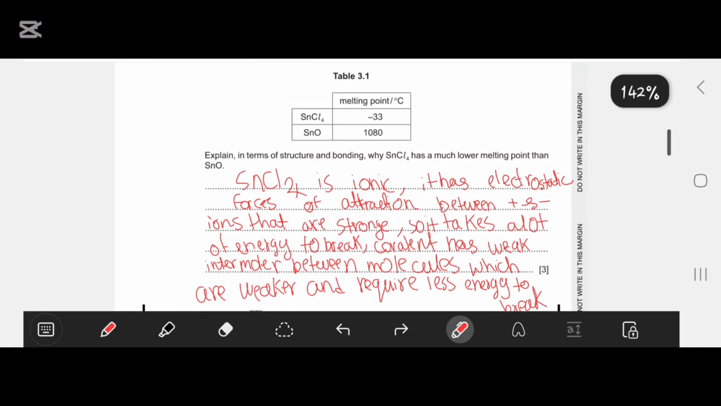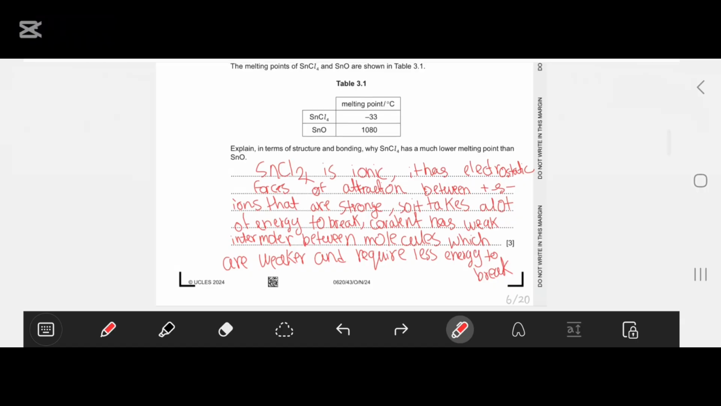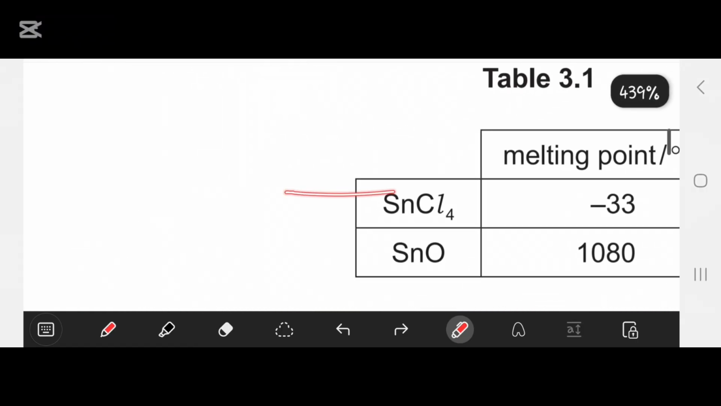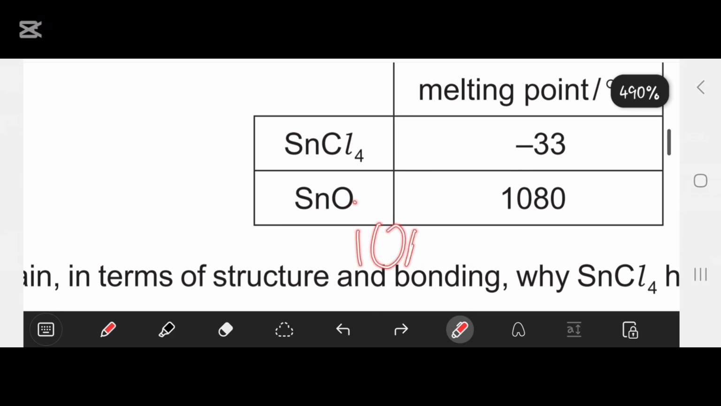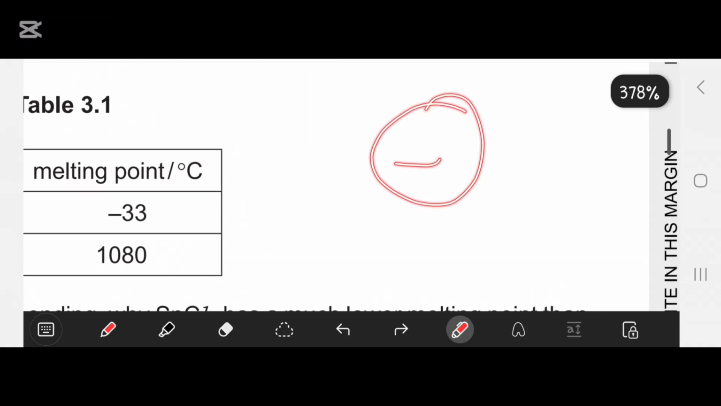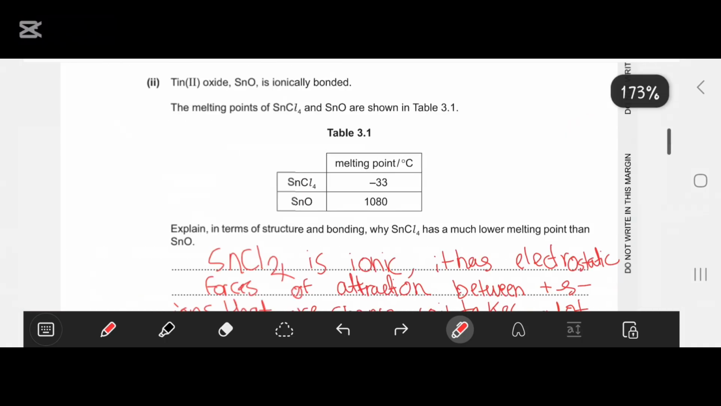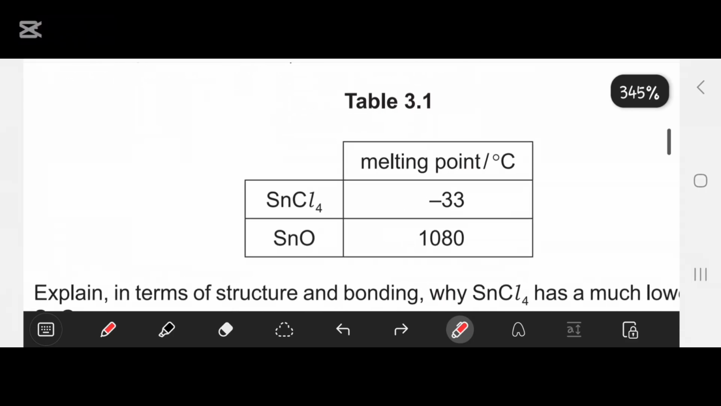Tin oxide melting. As we see here, tin oxide has a higher melting point than tin chloride. So let's assume tin chloride is covalent and tin oxide is ionic. We know what type of bonding ionic contains, right? Electrostatic forces, which are forces between positive and negative ions, which exist only in ionic and also in metallic.